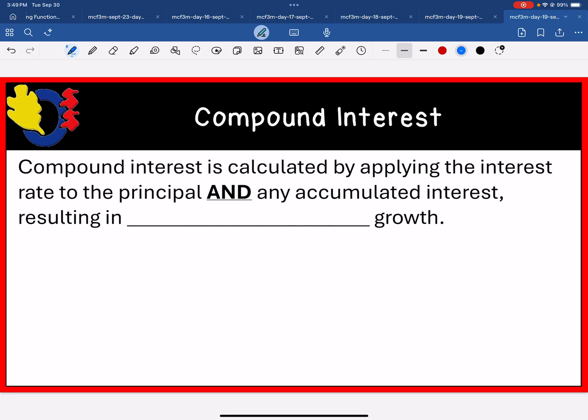Compound interest, on the other hand, is calculated by applying the interest rate to the principal and any accumulated interest, and this results in exponential growth.